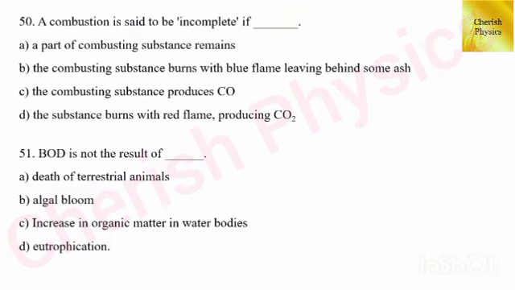50th question. A combustion is said to be incomplete if dash. The answer is option C. The combusting substance produces carbon monoxide. 51st question. Bird is not the result of dash. The answer is option A, death of terrestrial animals.